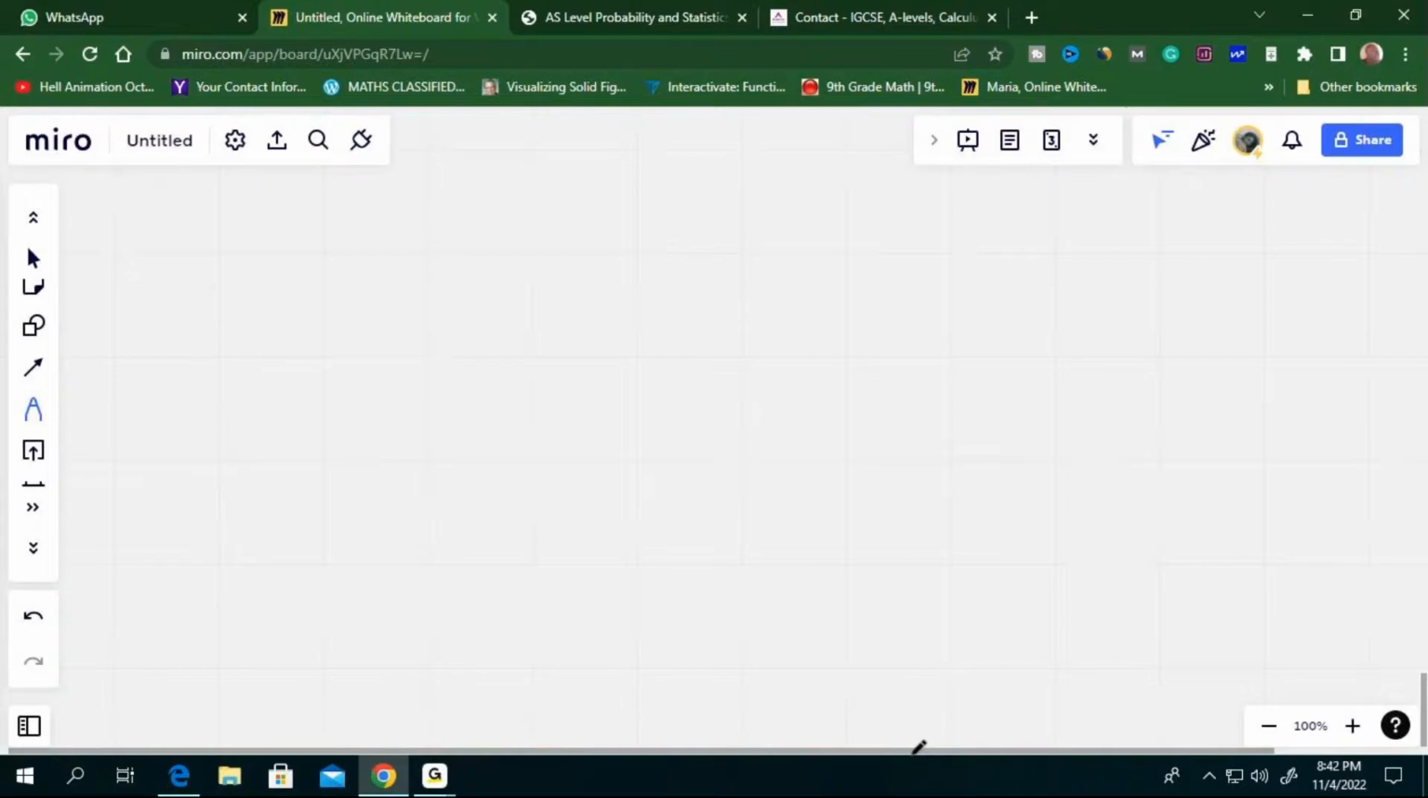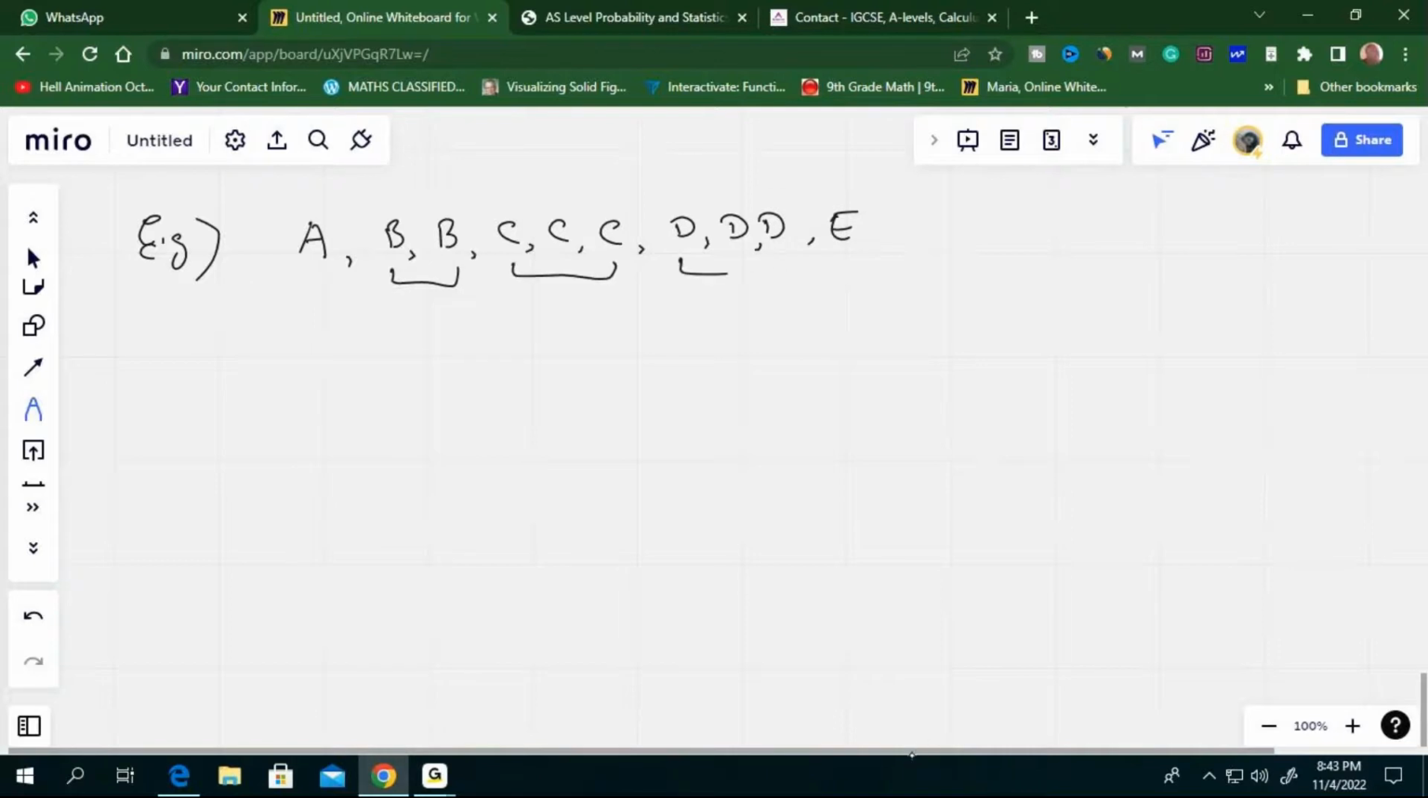Now, if I just say that I'm having, for example, a set of letters like this, and now you see n are not unique, they are getting repeated here. So n is not distinct. The objects are not distinct here.